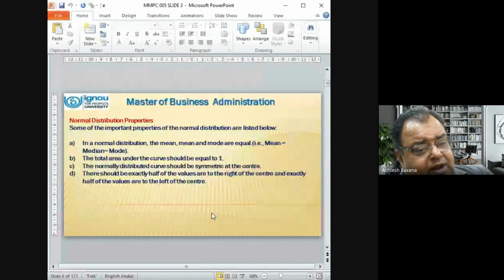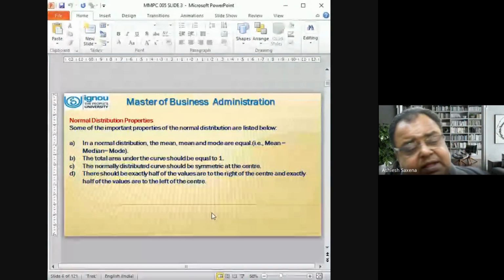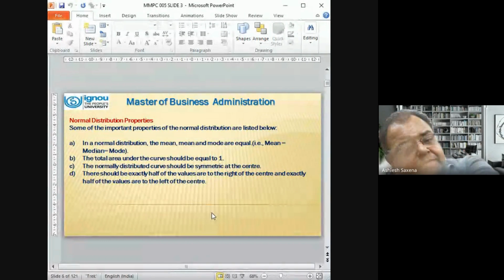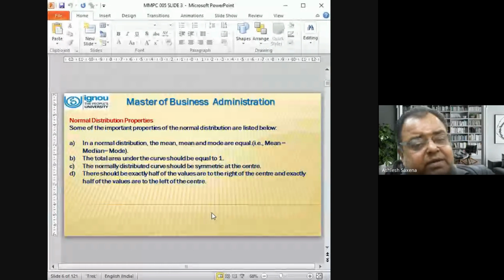The total area under the curve should be equal to 1. The normal distribution curve should be symmetric at the center, with exactly half of the values on the right side of the center and exactly half on the left-hand side. That means the probability of the left side will be 0.5 and the probability of the right side will be 0.5. When you add them up, you get 1.